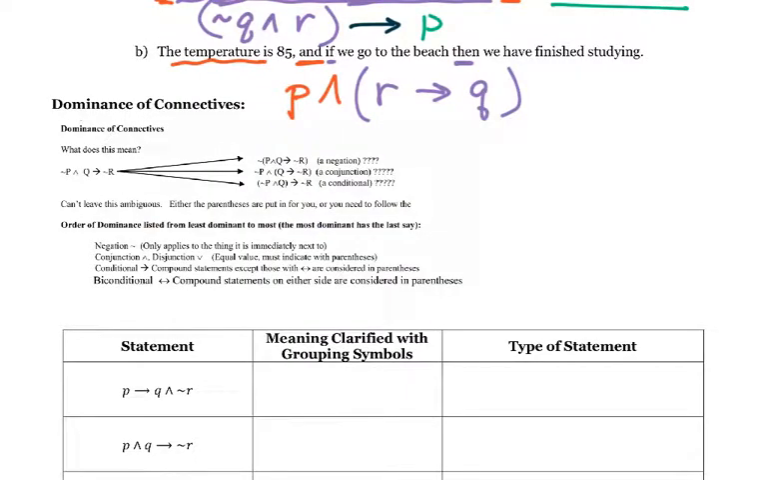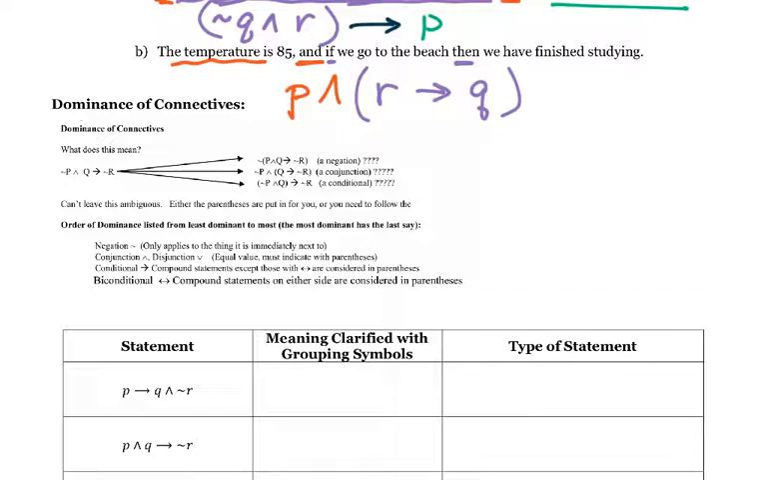So the next thing we're going to look at is the dominance of connectives, and we're trying to determine almost like an order of operations, but when it comes to logic. So it's the same kind of idea, like which one is the most powerful. So we know that in order of operations, we do the most powerful thing first, and that would be like our parentheses. So in this case, when we have an ambiguous statement like this one, not P and Q, then not R. Is it a negation? Is it a conjunction? Is it a conditional?